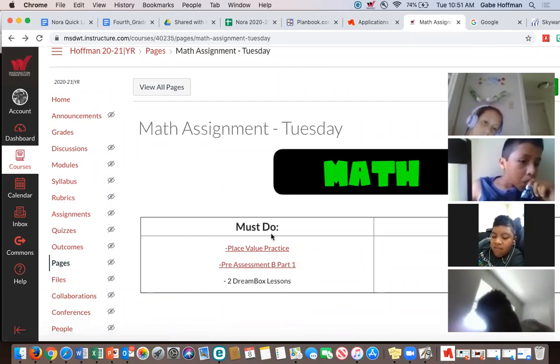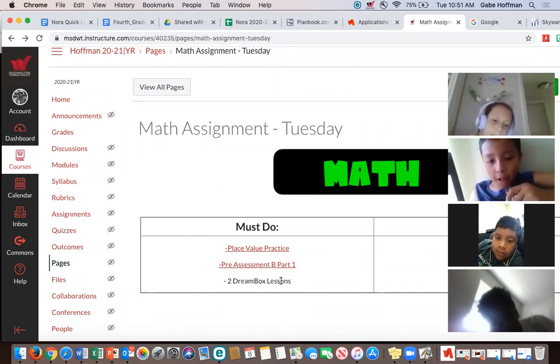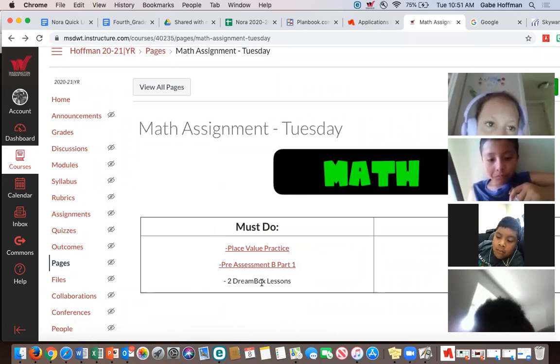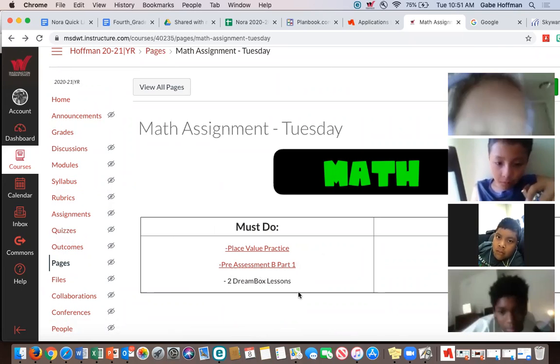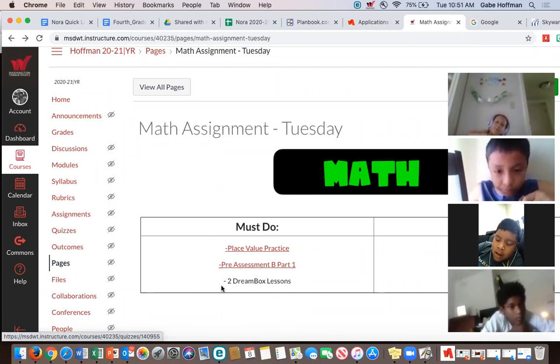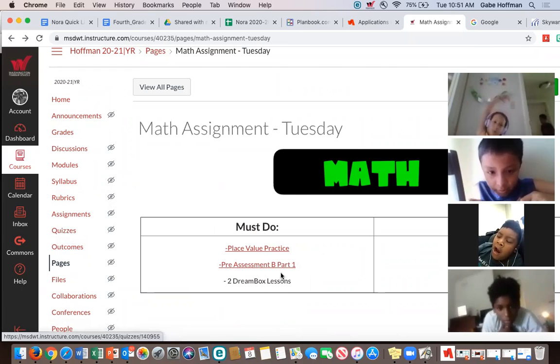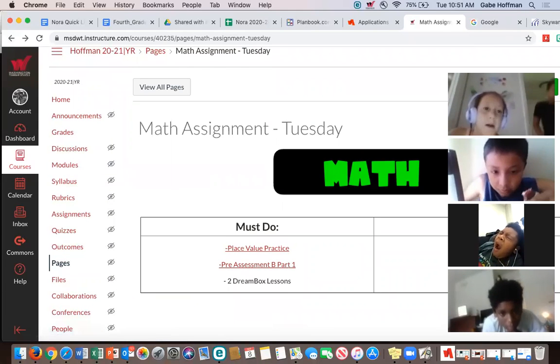I know Dreambox says must do. It's great if you can get to that today. We did a much better job last week. We had a lot of Dreambox lessons done. So thank you guys for really doing a good job with that. You need to get these 2 things done. If you have extra time, great, do that. But if not, make sure both of these 2 things are done.